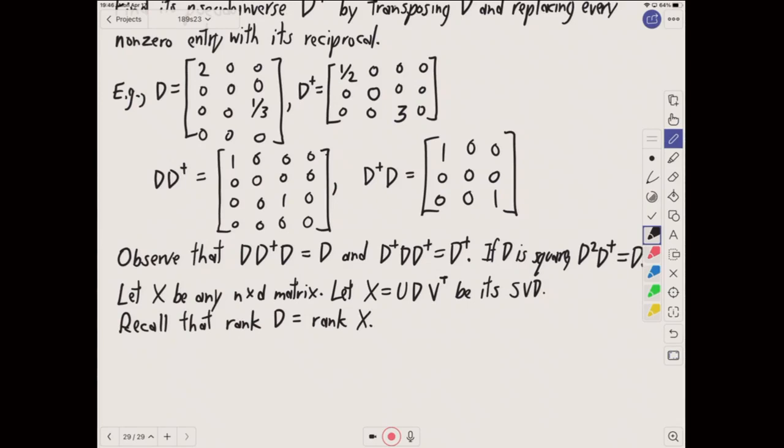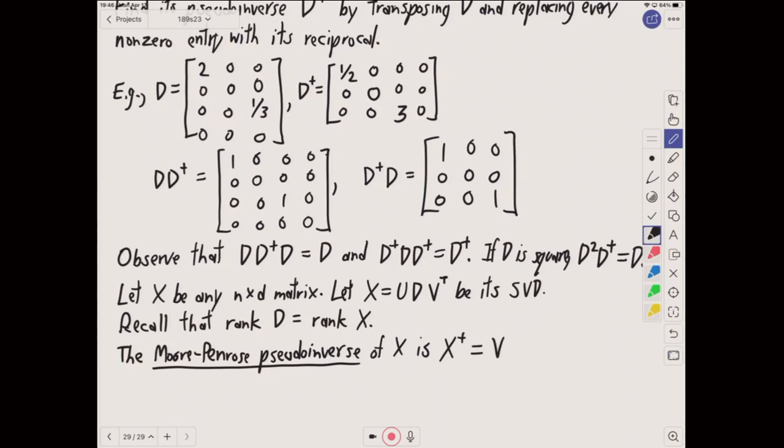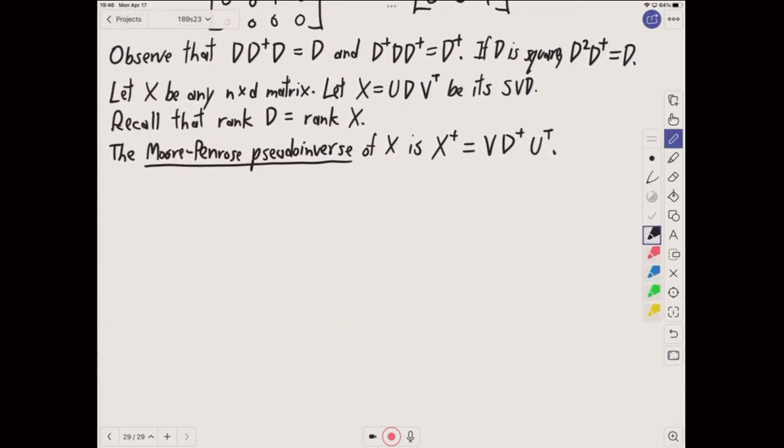With that in mind, I will use the SVD to define the pseudo-inverse. Specifically, there's been more than one thing called a pseudo-inverse, so people often clarify by saying the Moore-Penrose pseudo-inverse of the matrix X is, we write it X superscript plus again. It's just V times D plus times U transpose. So what motivates this definition?